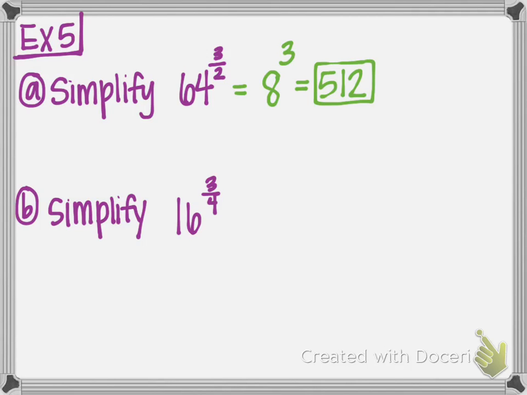All right, B, 16 to the 3/4. So again, you're going to look at the denominator first. The denominator, you ask yourself, what can I multiply by itself 4 times and get 16? So if you start at the bottom, 2 times 2 times 2 times 2. Yep, that's 16. So it's 2. And once I do that, the 4 and the 16 go away, and it becomes 2. And then you keep the 3, and 2 to the 3rd power is 2 times 2 times 2, which is 8.